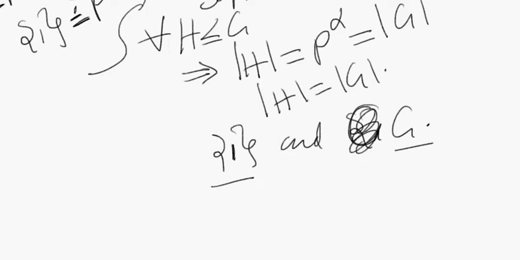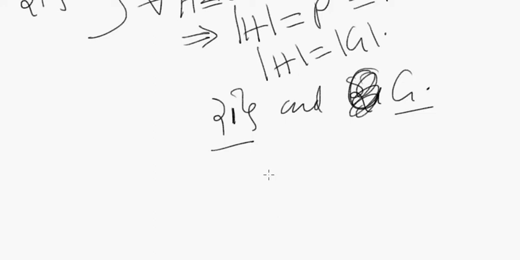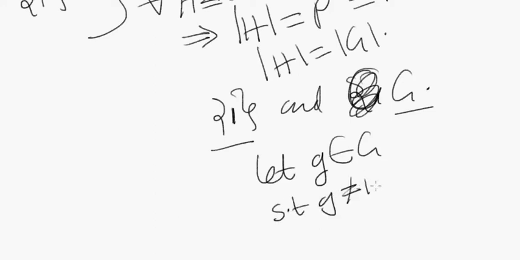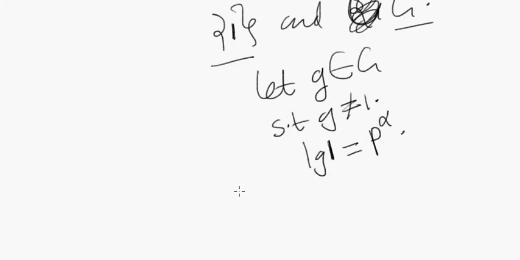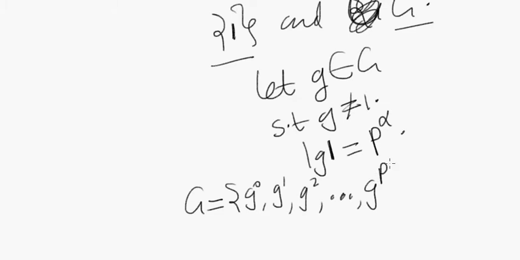But if this is true, suppose we pick some non-identity element. Let little g be an element of G such that little g is not the identity. What is the order of G? Would this mean that the order of G equals p to the alpha? If the order of G equals p to the alpha, aren't we saying that our group G is actually cyclic? That we can write it as g to the 0, g to the 1, g to the 2, all the way up to g to the p to the alpha minus 1.